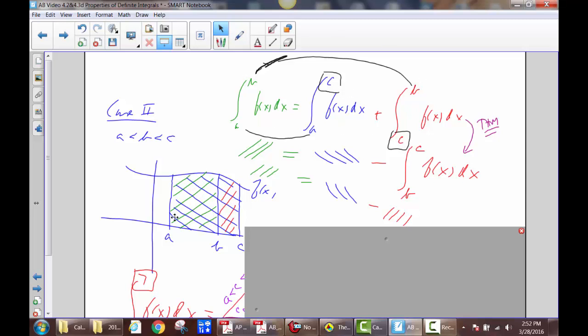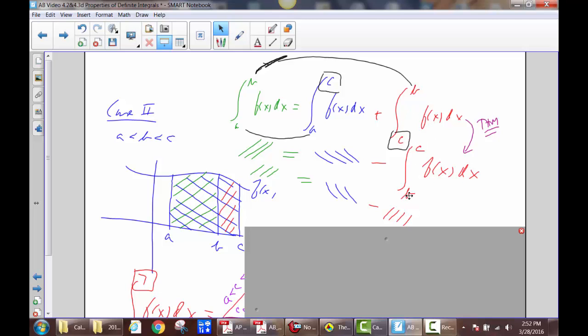So the green area would be the a to b. The blue area would be a to c. And the red area would be from c to b. Now, the thing is, because this is from c to b, which is going backwards, this would actually have a negative value, right? Because the dx's are all going to be negative, although the f of x's will be positive. So what I'm going to do is switch the order, which is c to b.